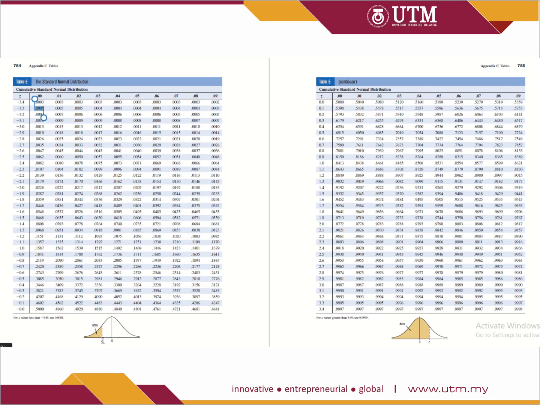Okay, another example, if your Z is equal to negative 3.31, so you just go to negative 3.3, and the 0.1 comes from here. So this is the area for negative 3.31, which is 0.0005.